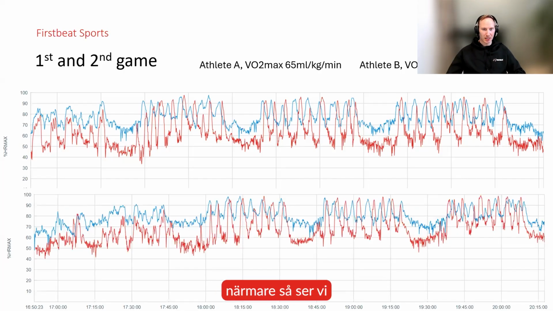When we look a little bit closer, we see that the red athlete is recovering roughly to 50 or 60% of heart rate max, while the blue athlete is more in the range of 70%, even 80% of heart rate max during the shifts. So that's quite a big difference between these two athletes.